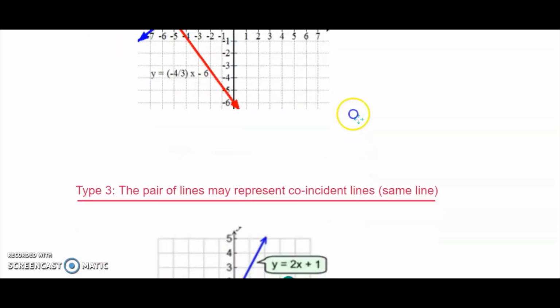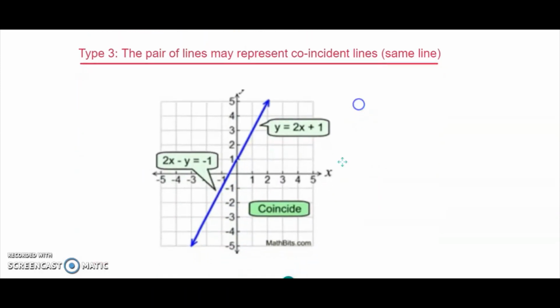And the third type that we have is the two lines can represent the same equation. That means the two equations are representing the same line and they are called coincident lines. Meaning we have two equations in two variables, but both the equations are representing the same line.